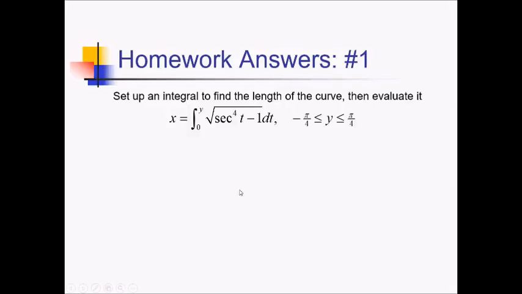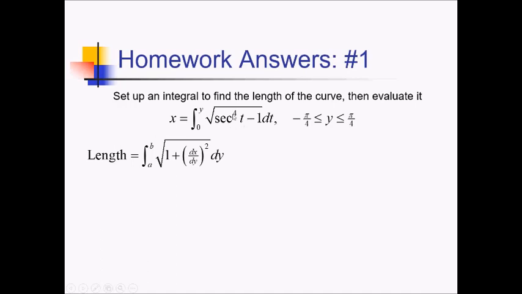On this problem, I need to set up an integral and find the length of this curve without a calculator. Since I have an x equals y sort of situation, I'm going to use this formula, where I have the integral from a to b of the square root of 1 plus (dx over dy) squared, dy. So I need the derivative of this thing with respect to y.